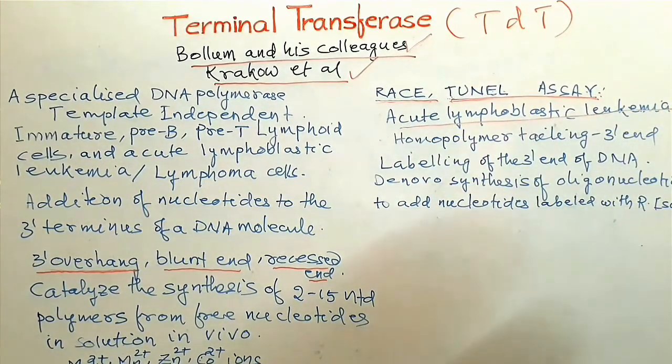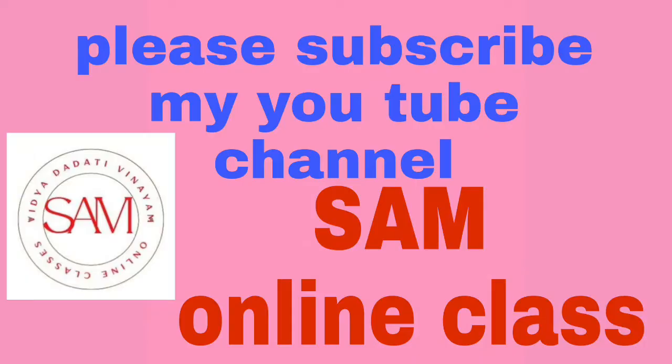This enzyme is also used in recombinant DNA technology for the conversion of blunt end to cohesive end. Terminal transferase can be used for the labeling of the 3' end of DNA. And this enzyme is also useful for the de novo synthesis of oligonucleotides. Terminal transferase is also useful for homopolymer tailing. Friends, this is about terminal transferase.